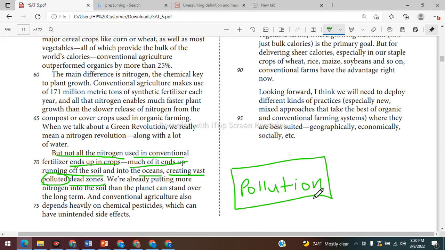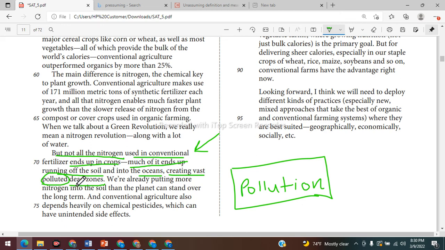It's healthier. I think it's healthier, and it's environmentally friendly. Like it's friendly to the environment. And you don't get the runoffs, you don't get the pollution, right? The negative side of the good side.